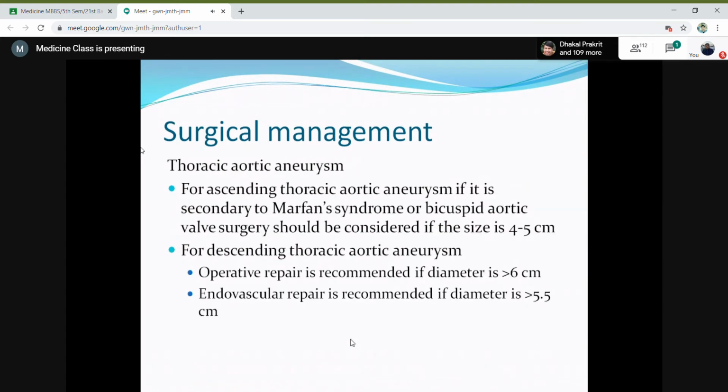And for the thoracic aortic aneurysm, for ascending thoracic aortic aneurysm, if it is secondary to Marfan syndrome or bicuspid aortic valve, surgery should be considered if the size is 4 to 5 centimeters. And for descending thoracic aortic aneurysm, operative repair is recommended if the diameter is more than 6 centimeters, and endovascular repair is recommended if the diameter is more than 5.5.